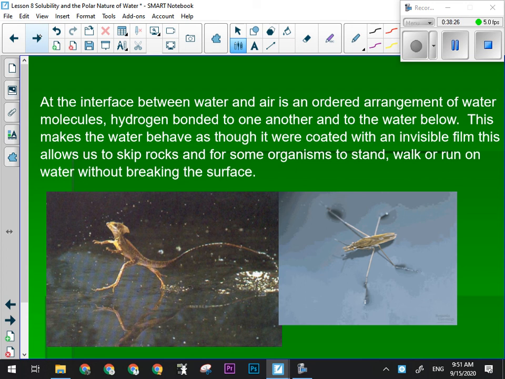Think about where it's easier to skip a rock: on a still lake or a moving river? Yeah, on a lake, right? When you skip a rock, you're bouncing it off the surface tension of the water. But if the surface tension of the water is already broken because the water's flowing over rocks already, you're not going to be able to skip the rock. It's way easier to skip a rock on a lake than it is on a flowing stream.